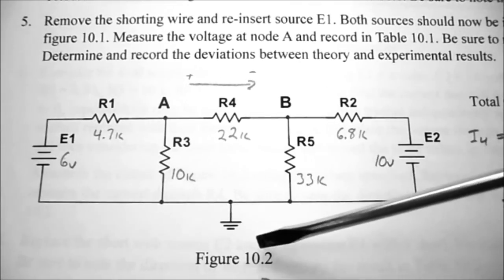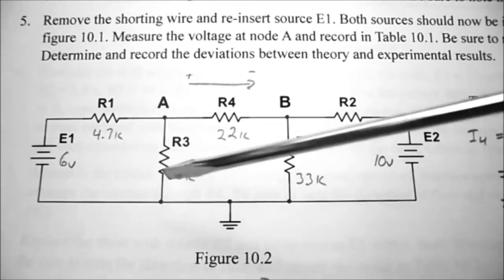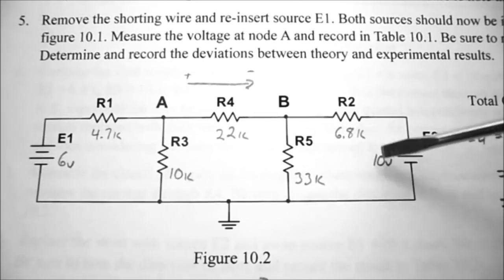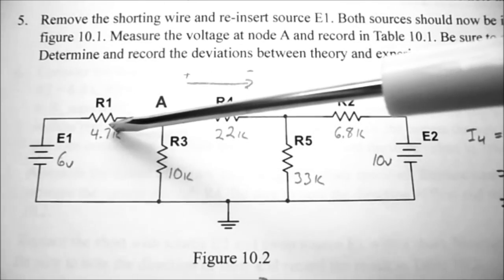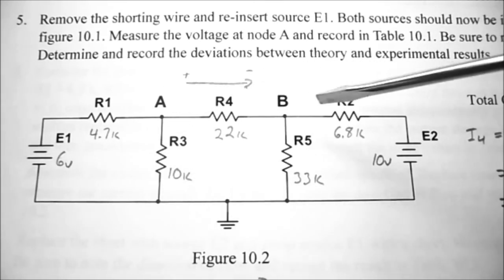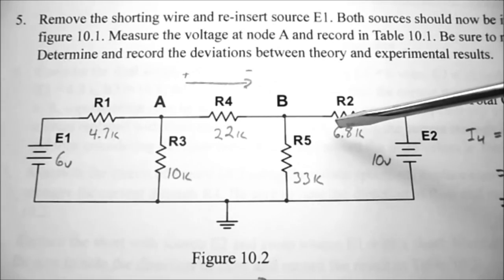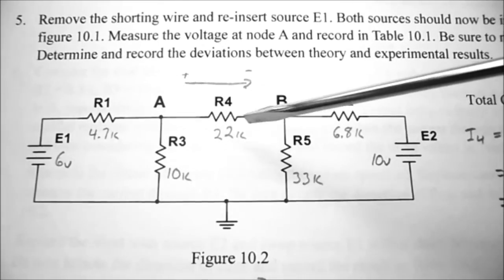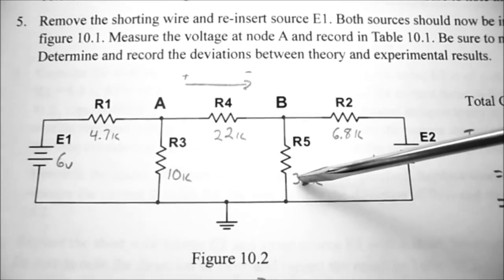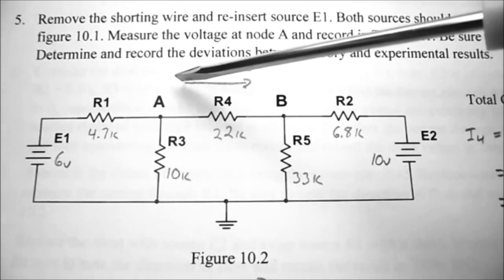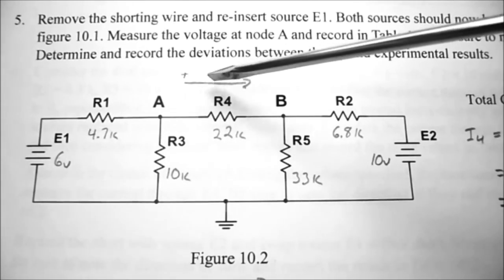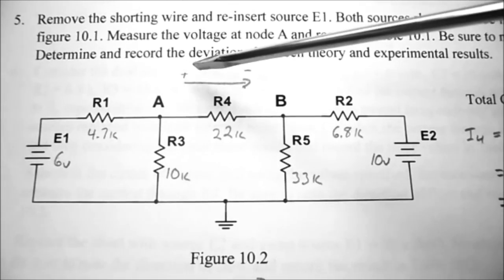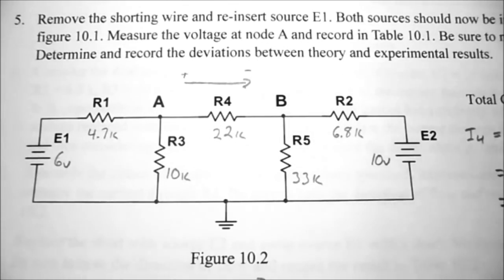So looking at figure 10.2, I've filled in the plus 6 volt supply, the plus 10 volt supply. R1 is 4.7K, R2 is 6.8K, R3 is 10K, R4 is 22K, and R5 is 33K. And we want to find the current flowing from point A to point B. So A is the positive side, B is the negative side.